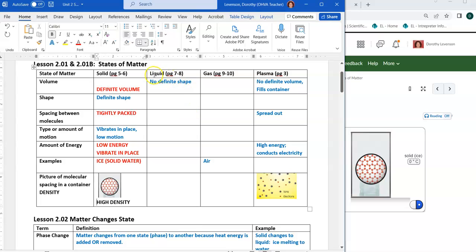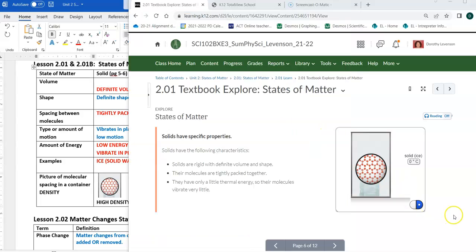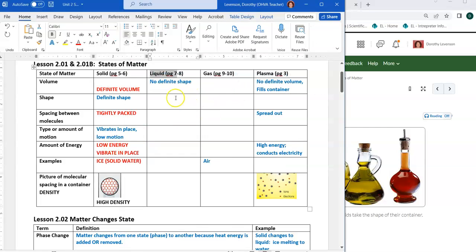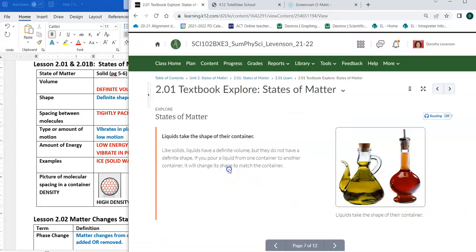And then you go through and you do the same thing for liquids and gases. Liquids are on pages 7 and 8. For liquids, they take the shape of the container and they have a definite volume, but not a definite shape. So no definite shape is in the wrong spot, so we'll move that down. No definite shape, but they do have a definite volume. And we can talk about the spacing between the molecules.